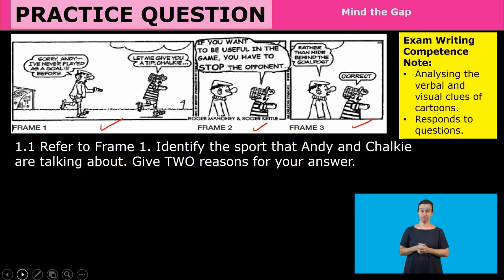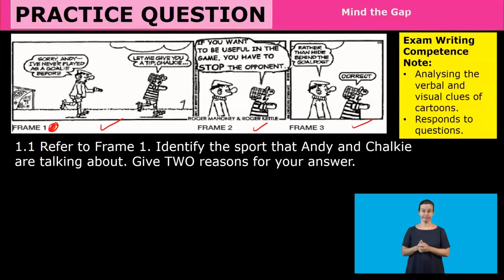And our question reads, refer to frame 1. Identify the sport that Andy and Chalky are talking about, and you need to give 2 reasons for your answers, all right? So normally what you need to do is just try to locate yourself. So the location says frame 1. So this is where we begin targeting, all right? And then how do we know which sport they're talking about?